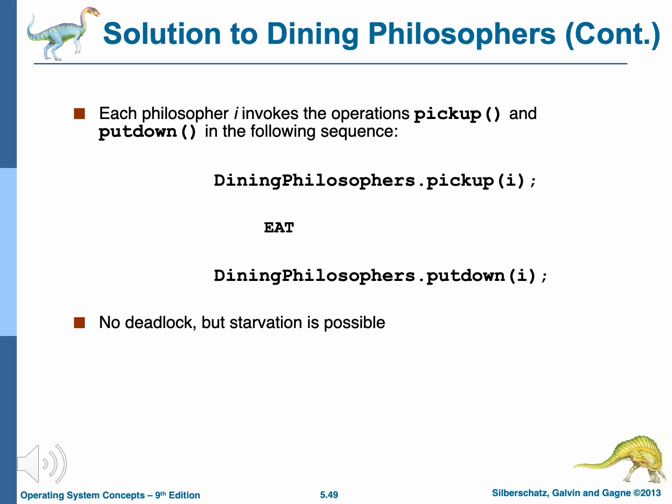Thus, philosopher i must invoke the operations pickup and putdown in the following sequence: DiningPhilosophers.pickup(i), eat, DiningPhilosophers.putdown(i). It is easy to show that this solution ensures that no two neighbors are eating simultaneously and that no deadlocks will occur. We note, however, that it is possible for a philosopher to starve to death. We do not present a solution to this problem, but rather leave it as an exercise for you.